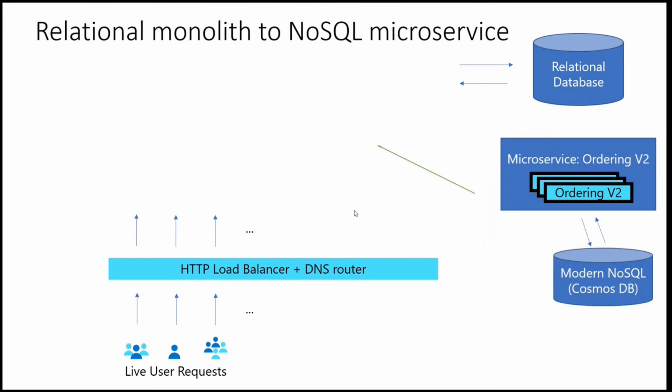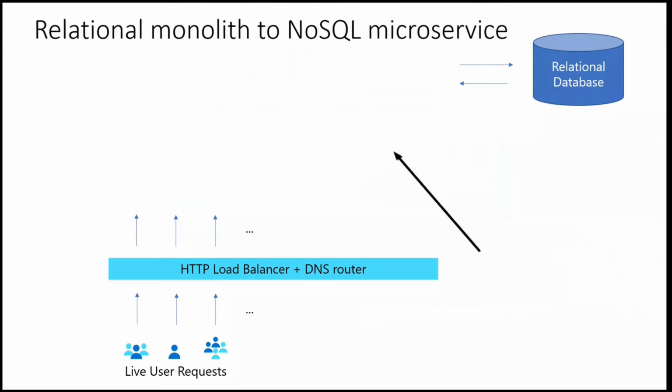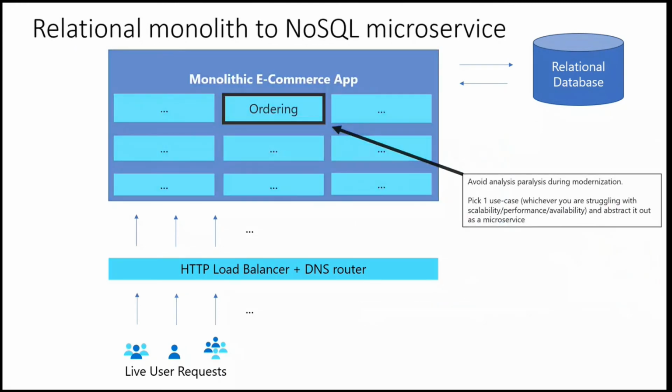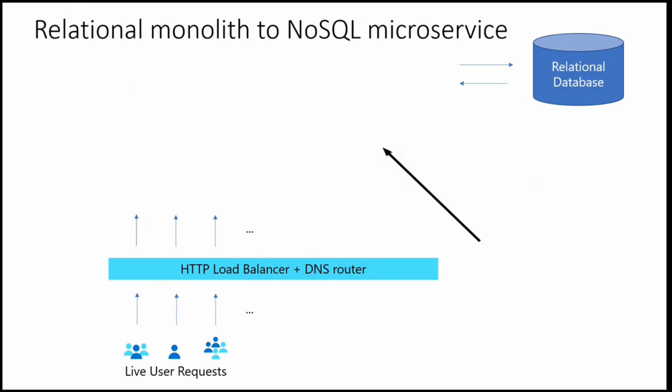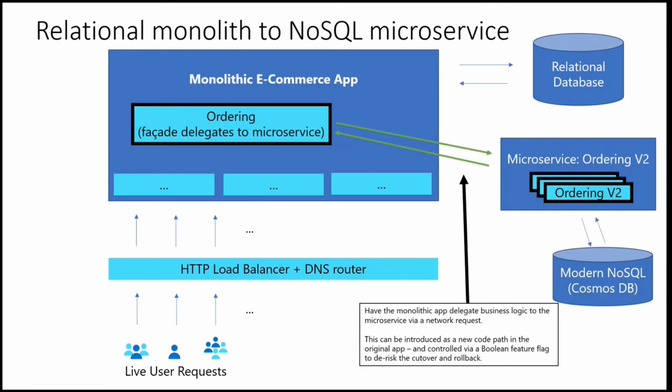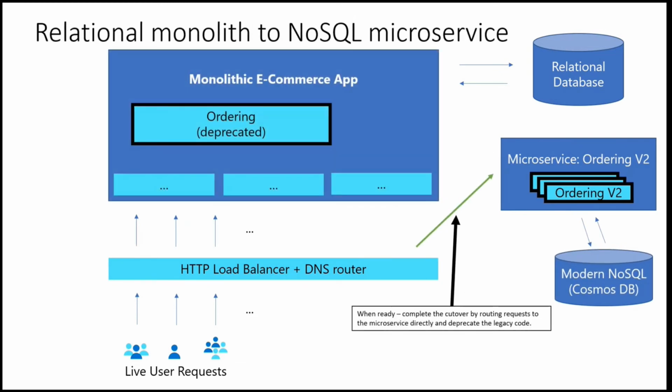So you started with, what do you have? Ordering, I think, invoices, product catalog, recommendation, customer profiles, inventory, shopping cart, right? So this is, let's say, your overall e-commerce app, right? And at the end of it, you will move each of these one by one using the same approach to Cosmos DB. So that's a quick overview of what the monolithic to microservice migration would look like.